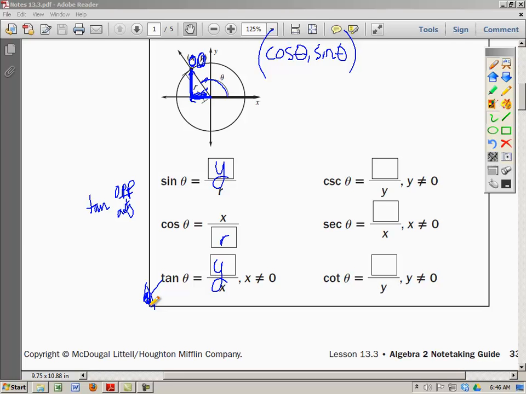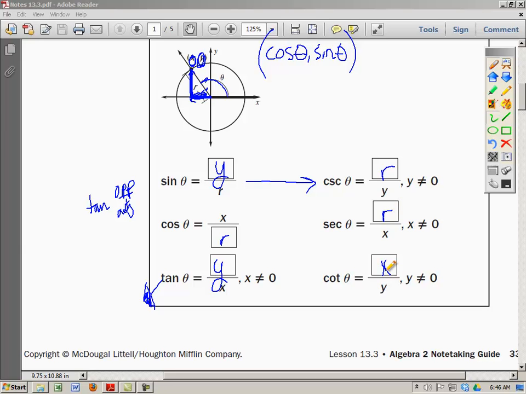All right, now if you can recall, the cosecant, rather, is just the reciprocal of the sine. And so this simply becomes r over y. The cosine of theta is x over r, and so the secant is r over x. And finally, the cotangent becomes x over y.